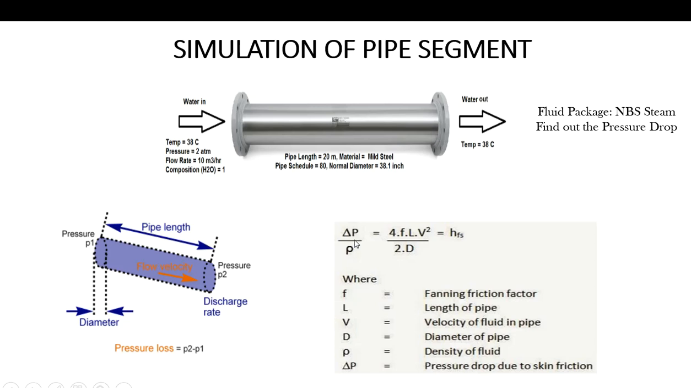this equation: delta P by rho is equal to 4FLV square upon 2D, where F is the Fanning friction factor, L is the length which is constant, V is the velocity of the fluid in the pipe, D is the diameter, this is also constant, and rho is the density. Since we are assuming the temperature is constant, there is no effect on the density, and delta P is the pressure drop due to skin friction. So we'll start the simulation by using Aspen Hysys.